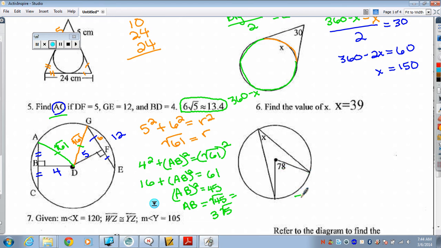The next one, you have, this is your central angle, and we know the central angle and its arc have the same measure, so this is also 78 degrees. When the vertex is on the circle, the angle is half of the arc. So x equals 1/2 of 78 degrees, which is 39.